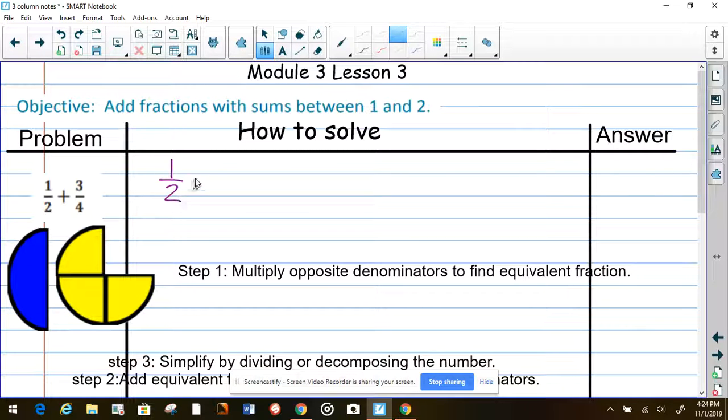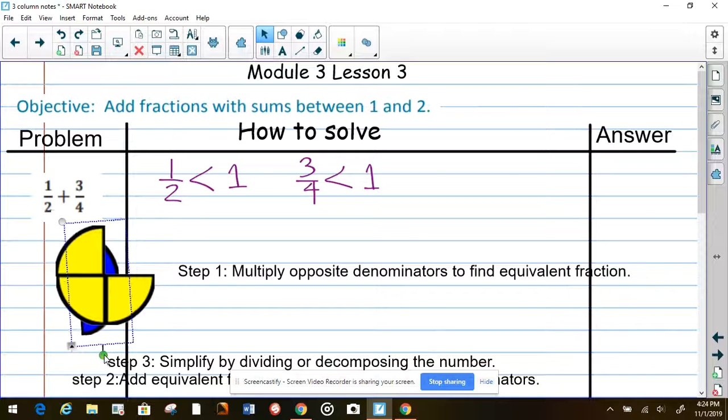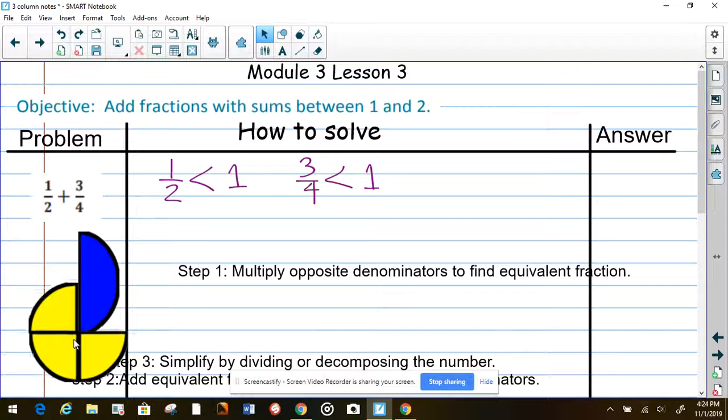We know that 1/2 is less than 1. And we know that 3/4 is also less than 1. But if you notice here, if you are able to switch this around, so this is almost 1. And if we switch this one around to be able to place this right here, this will complete a whole and 1/4. Notice that that could be the answer, but let's see if it's true.